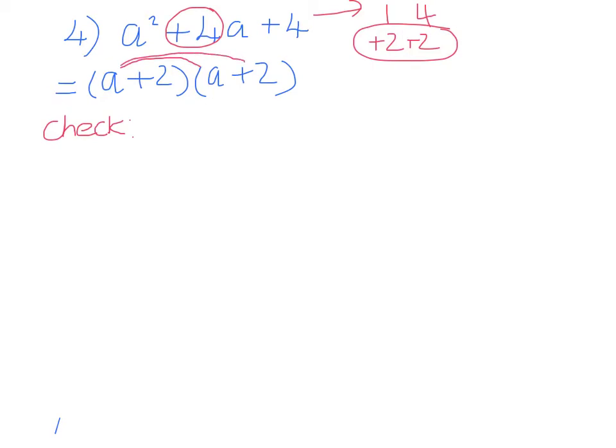So you're taking the a, multiplying by both terms in the second bracket. A times a is a squared, a times 2 is 2a. Then you're taking the 2 and you're multiplying it by both terms in the second bracket. So plus 2a plus 4. If I tidy that up, I've got a squared plus 4a plus 4, and that's what I started with, so I know that I've done the right thing.